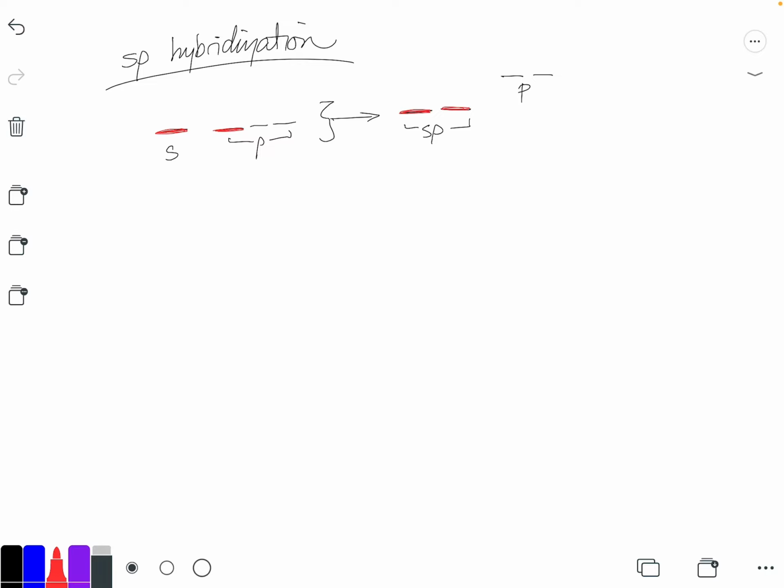Essentially I took one of these and hybridized them together, and I left the other 2 alone. This is going to be the case that we'll see in terms of an alkyne, a triply bonded hydrocarbon, like that. 2 electron groups around the central carbon, or on both carbons in fact, one group here and one group here.